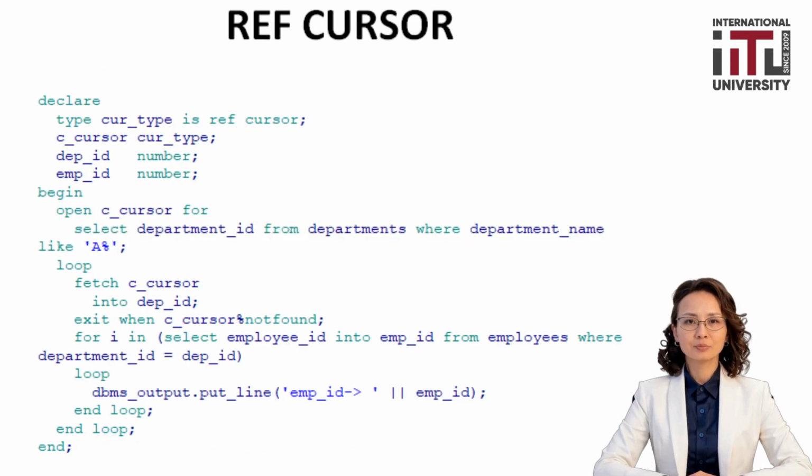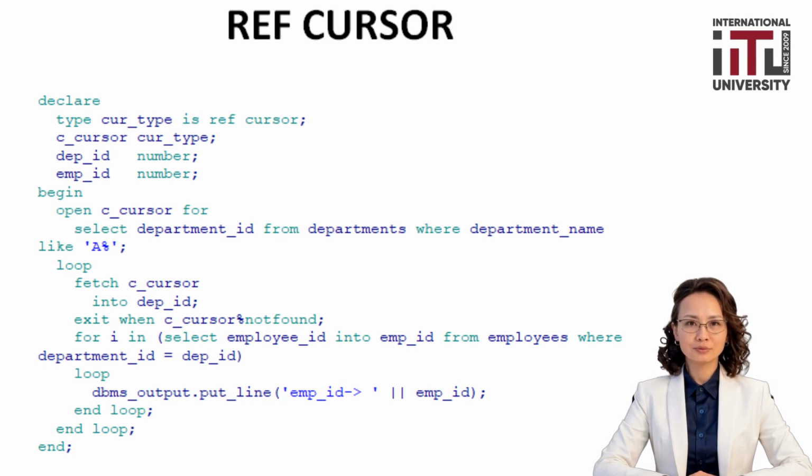In this example, we use a ref cursor to retrieve department IDs dynamically and then process employees in each department. We first declare a cursor variable CESI_cursor of type cur type. Then we open it for a query that selects department IDs where the department name starts with A. Next, we loop through each department using the cursor and fetch the department ID into dpID. We exit the loop when no more rows are found using %NOTFOUND.